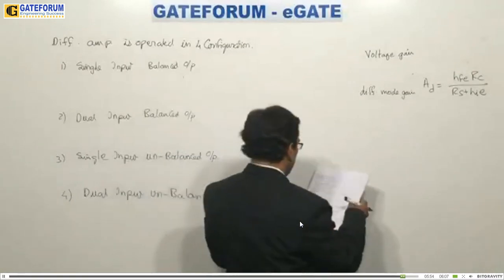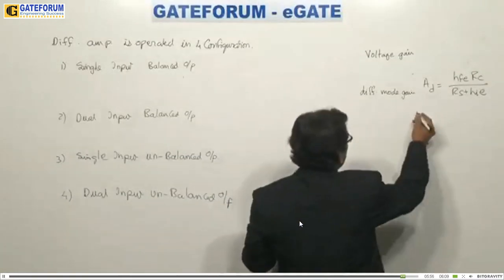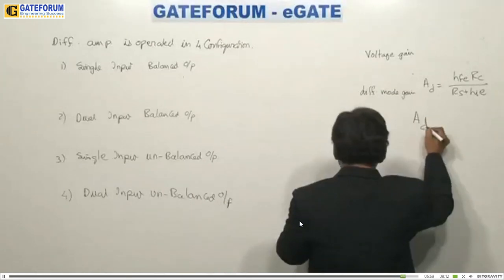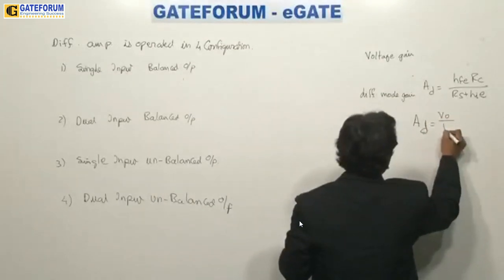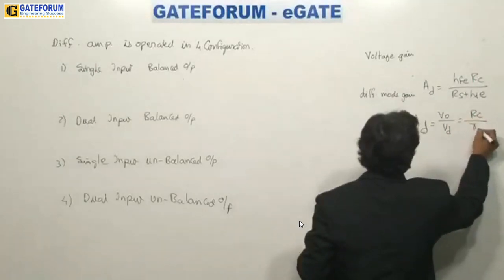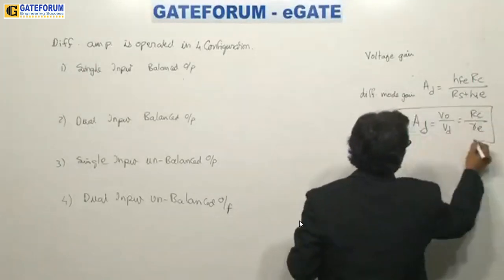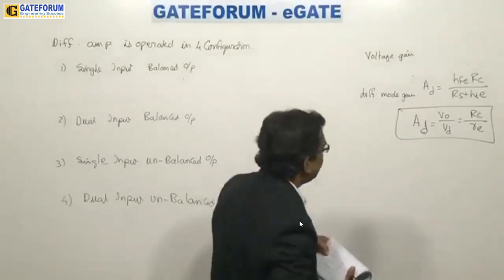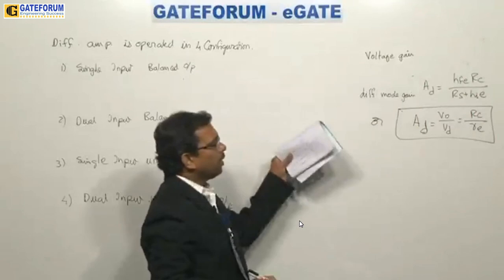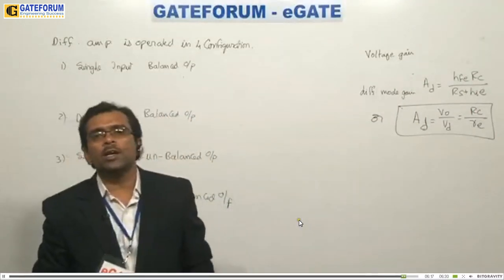Now you can take here one more important point. The AD is also calculated like this: AD is equal to V output by VD. One more important point: this is obtained by 1 by RE. So this is also one more formula for finding the gain. You can use that formula or this formula.